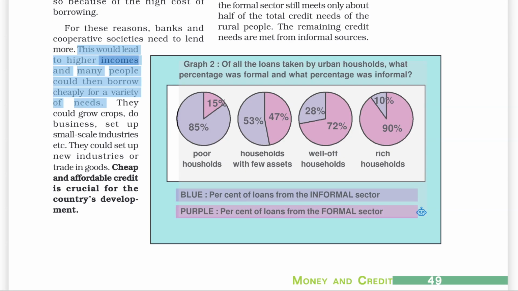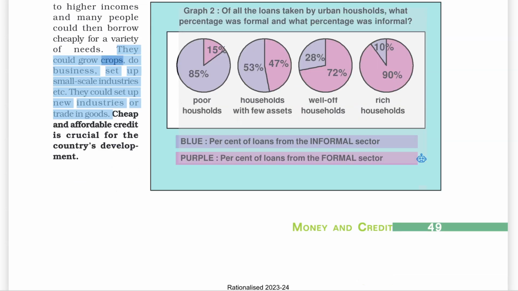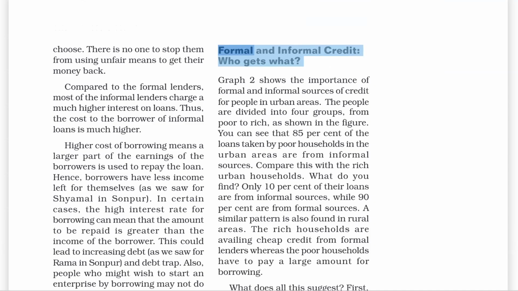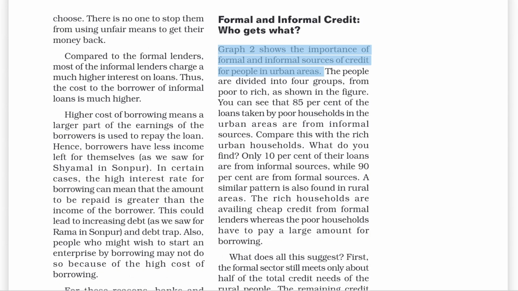This would lead to higher incomes, and many people could then borrow cheaply for a variety of needs. They could grow crops, do business, set up small-scale industries, etc. They could set up new industries or trade in goods. Cheap and affordable credit is crucial for the country's development. Formal and informal credit: who gets what? Graph 2 shows the importance of formal and informal sources of credit for people in urban areas.